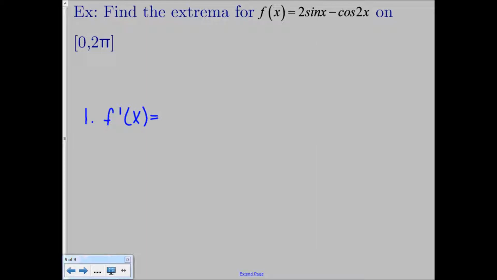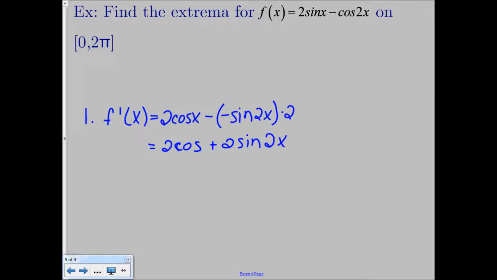So the derivative of 2 sine of x is just going to be 2 cosine of x minus the derivative of cosine of 2x. Now for this one we have to use our chain rule. So first we're going to do the derivative of cosine of 2x, which is just going to be negative sine of 2x, times the derivative of the inside, so the derivative of 2x is 2. So our final derivative here is going to be 2 cosine of x plus 2 sine of 2x. Okay, so now we're going to set that equal to 0 and solve for x. So 2 cosine of x, forgot my x there, plus 2 sine of 2x equals 0.